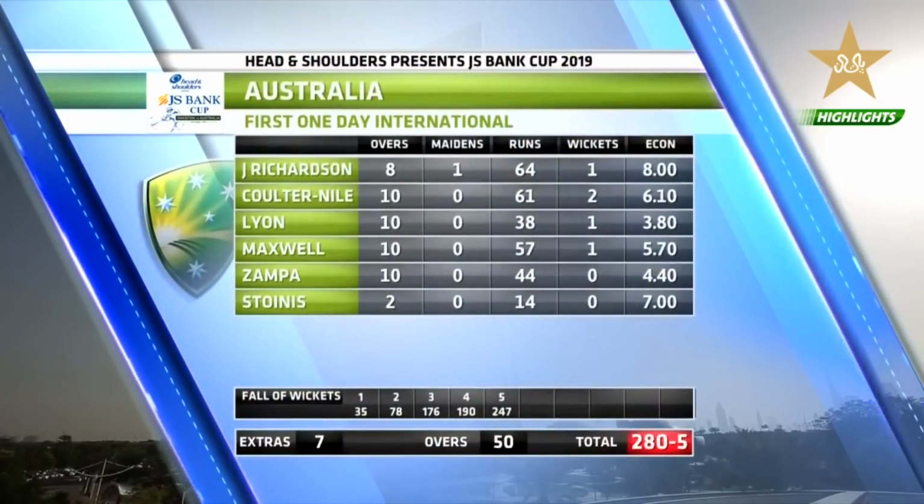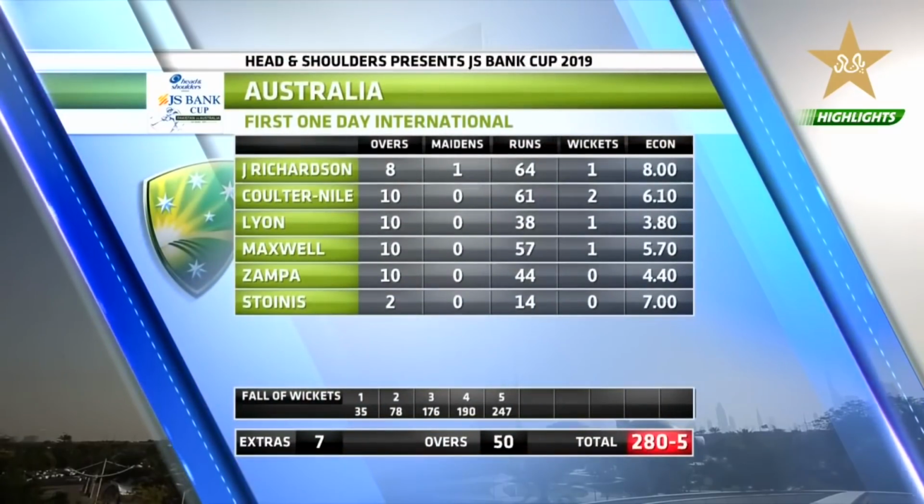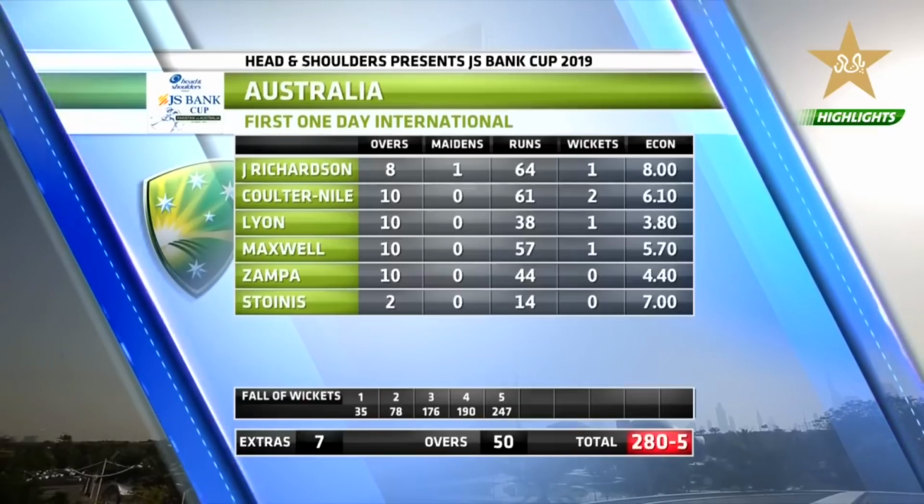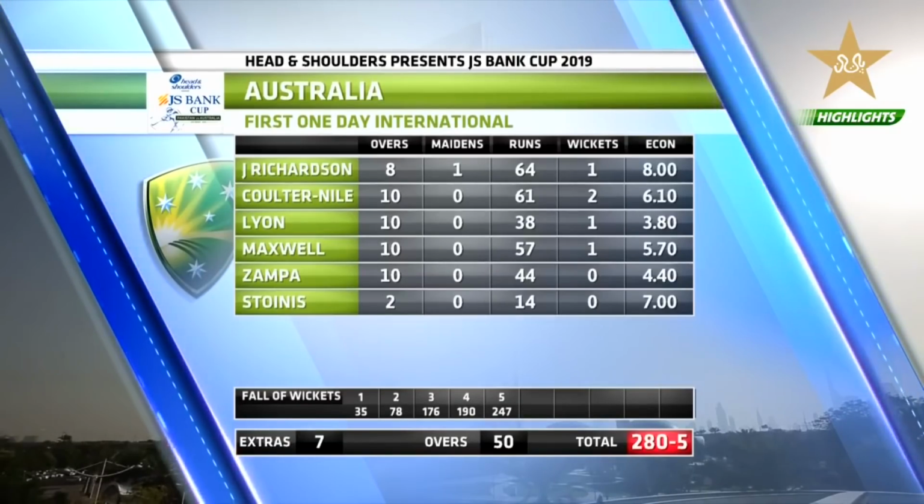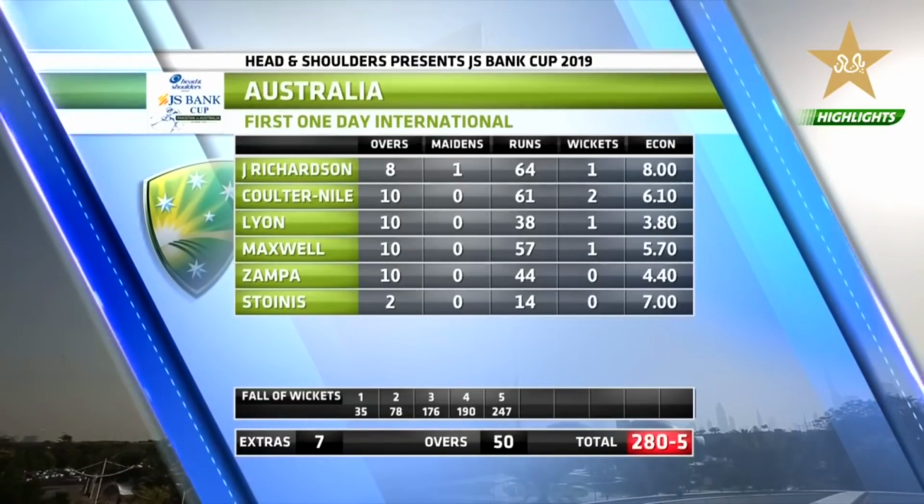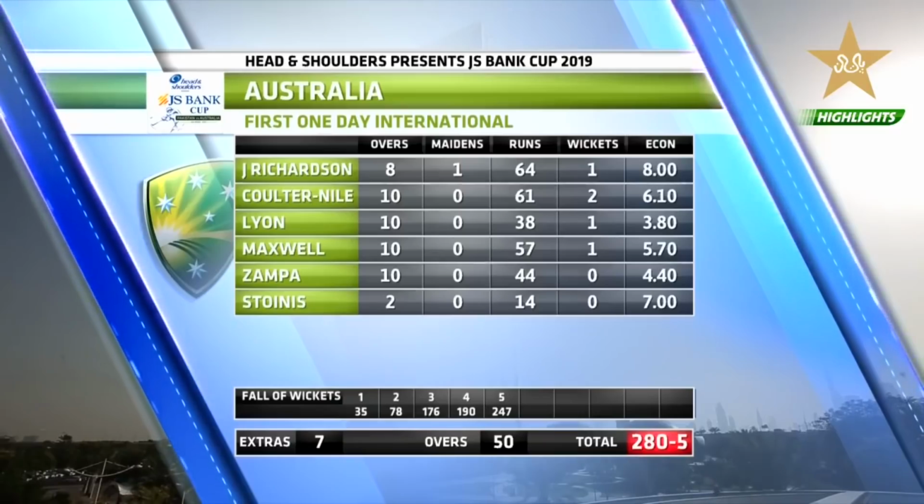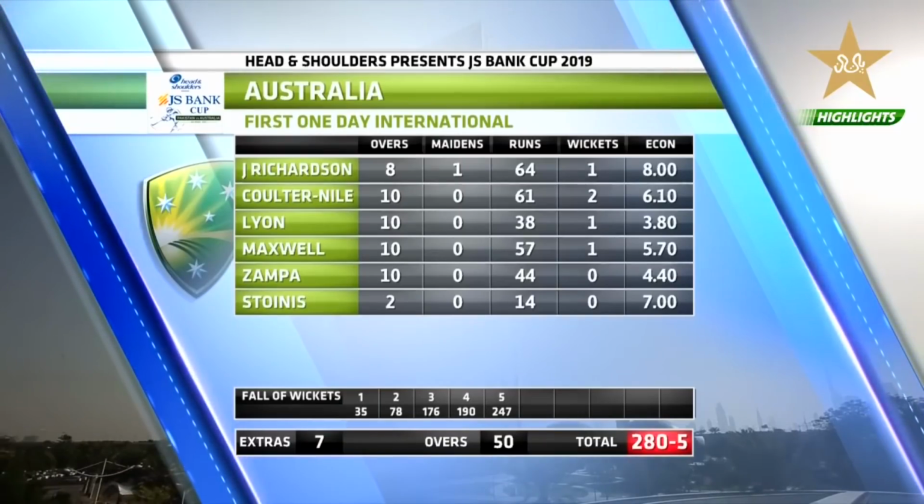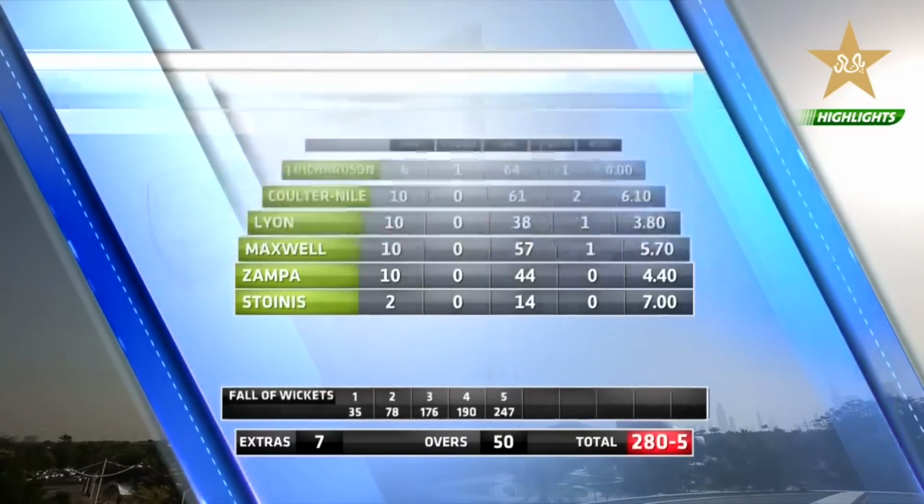Australia held their nerve, and well, some of them got wickets as well. Richardson got one for 64, which is expensive. Coulter-Nile 2 for 61, Lyon 1 for 38. Nathan Lyon was outstanding. Maxwell picked up 1 for 57, and Zampa was impressive as well, even though he didn't pick up a wicket, but he bowled to a plan and showed a lot of discipline.